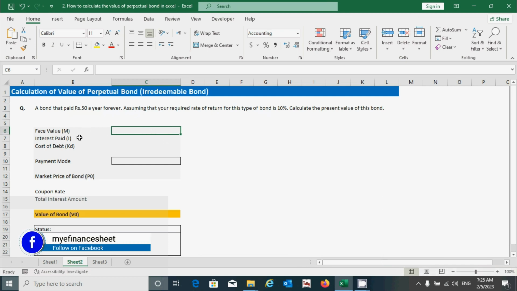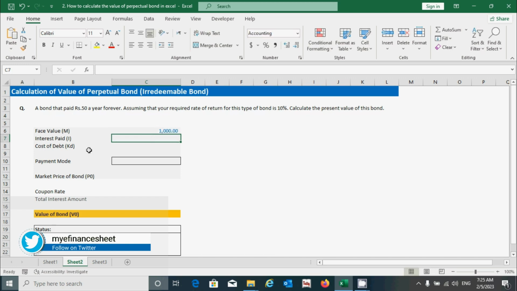Alright, so we can see the face value. So face value of the bond is 1000 rupees. I have already told you in the previous video of zero coupon bond that the par value or face value of the debt security is always 1000 rupees. Alright, so here I am going to put the 1000 rupees.